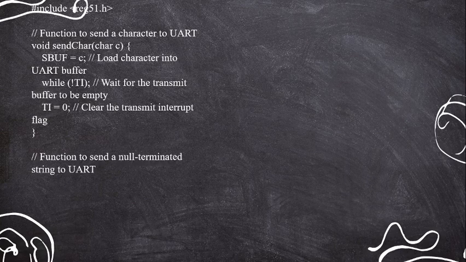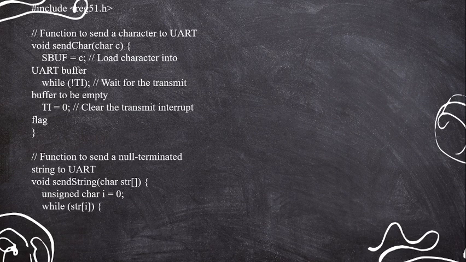Next, let us look at the function where you have to transmit a string. Here in send string, we define a parameter, an argument, that is char str[]. Unsigned char i is set equal to 0, while str[i], that means till it is non-zero. The moment it becomes 0, it exits; it's done.